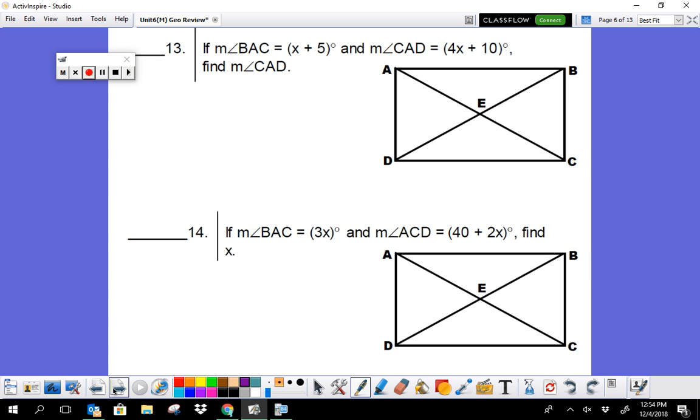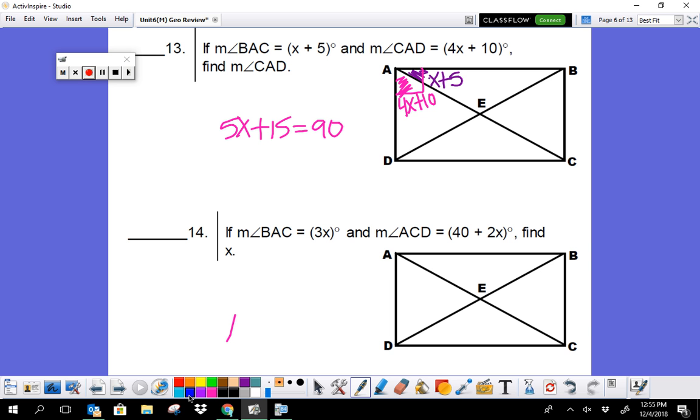13, if the measure of BAC, so that's this angle here, is x plus 5, and the measure of CAD, that's this angle here, is 4x plus 10. They want you to find CAD, which means we need to find x first. So what there should have said again is that this is a rectangle, which means I know those two angles are going to add up to 90. So 4x plus x is 5x. 10 plus 5 is 15, equals 90.